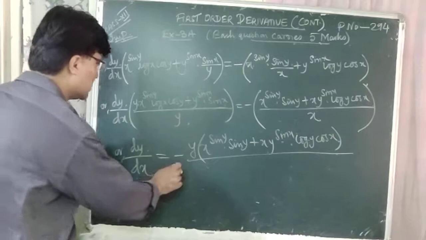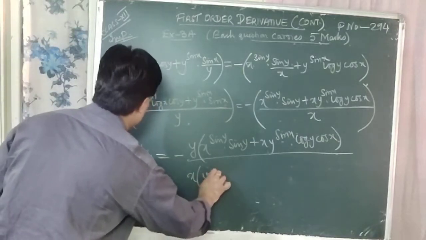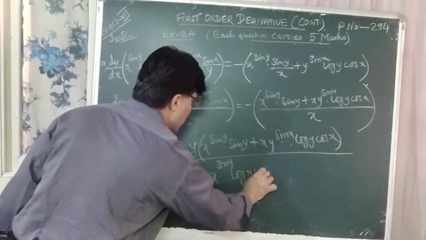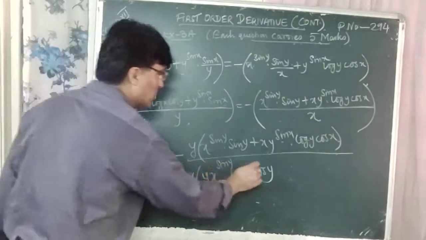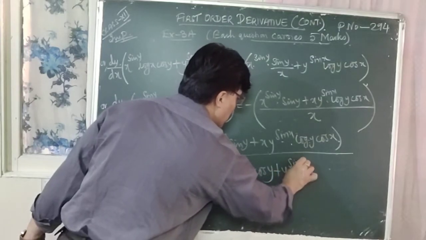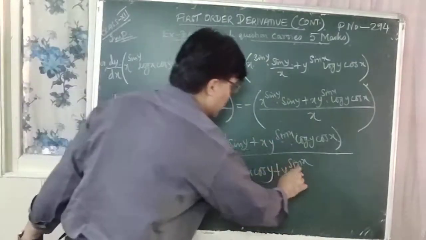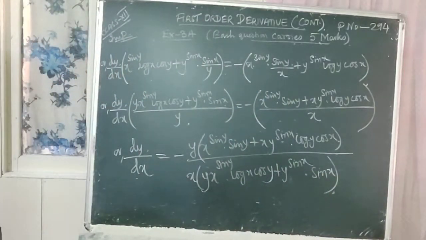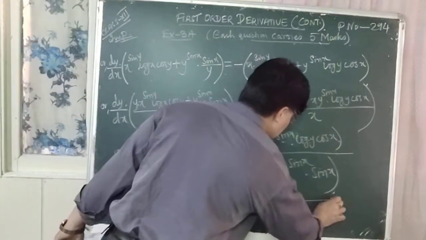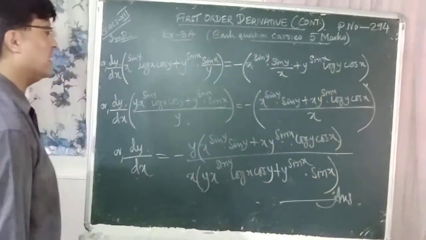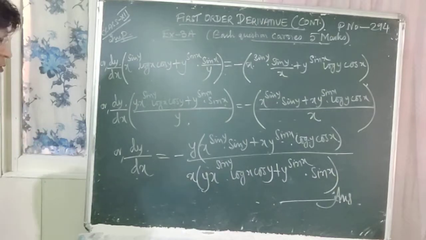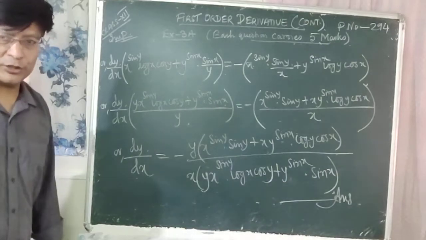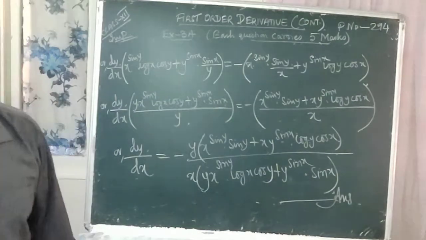So x into within bracket y, x to the power sin y into log x cos y, plus y to the power sin x into sin x. Is that clear now? So this is the final answer. Understood? This question is very, very important. You may get this type of question in your HS examination. Okay? So we'll do the next question now.